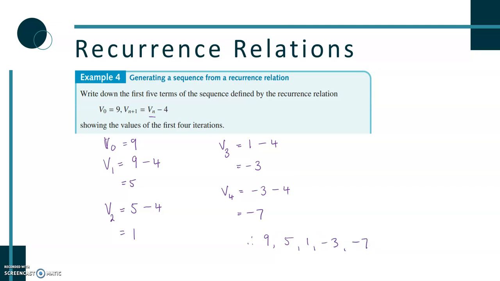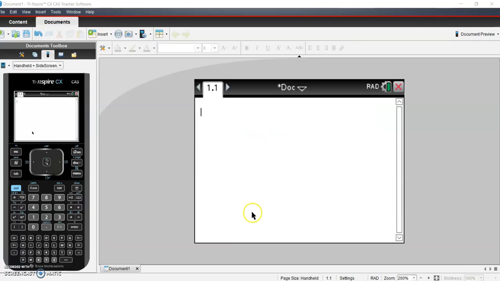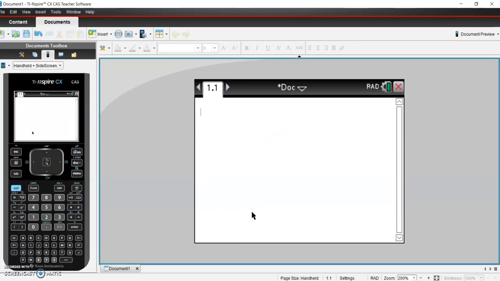Okay, so this next example is one using a calculator to generate a sequence. So we'll run through how to do that again, but just quickly, we've got a sequence generated by the recurrence relation where V0, so the initial term, is 300, and each subsequent term is 0.15 times the current term minus 9.